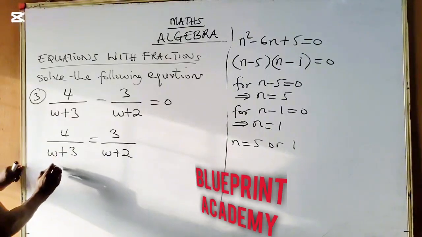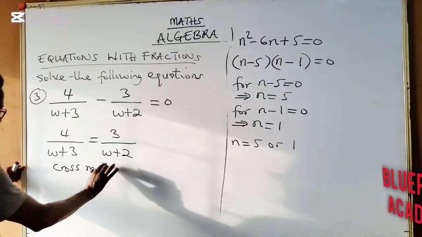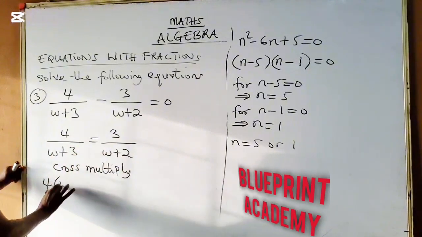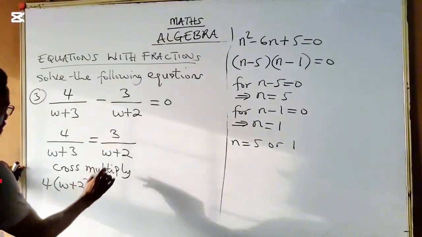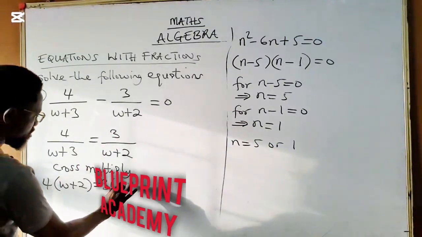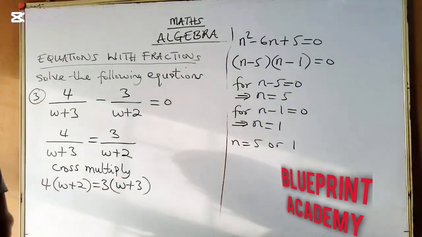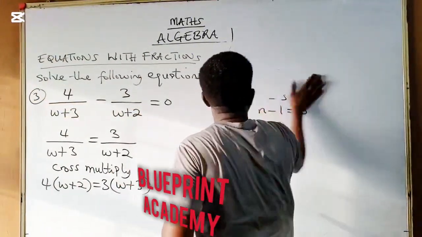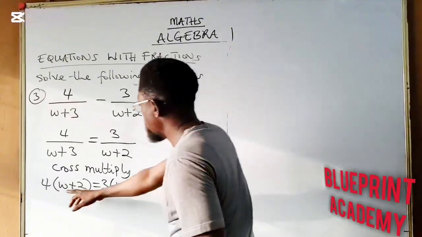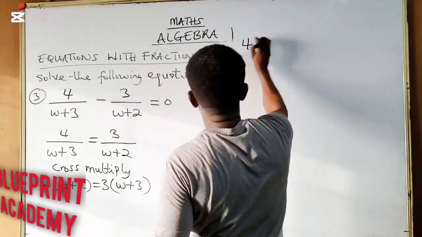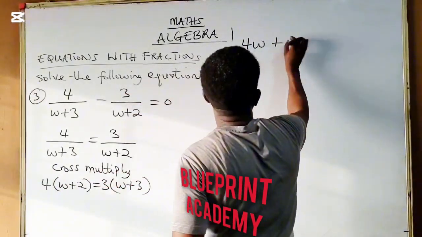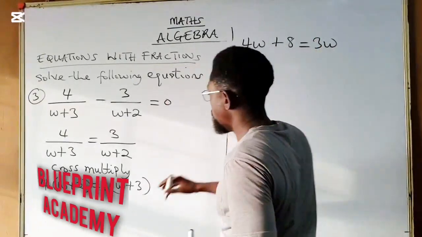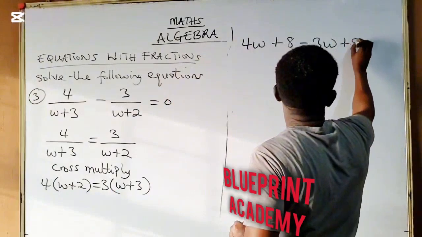So at this point, we can cross multiply. If we cross multiply, we have this 4 multiplying w plus 2, then we have this 3 multiplying w plus 3. Now when we open the brackets, what we have becomes 4 multiplying w, that will give 4w, then 4 multiplying 2, that will give 8, equal to 3 times w, that will give 3w, then 3 times 3, that will give 9.